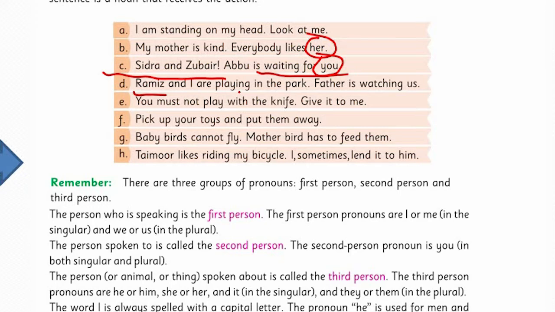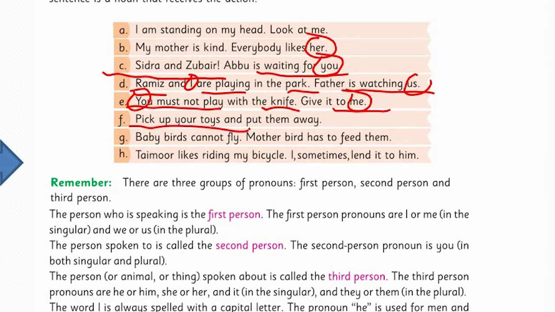Ramiz and I are playing in the park. Father is watching us. I and us are also pronouns. You must not play with the knife. Give it to me. You and me are the pronouns here. Pick up your toys and put them away. Them is talking about the toys here. We replace it with the pronoun them.